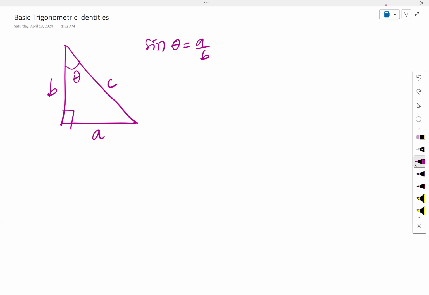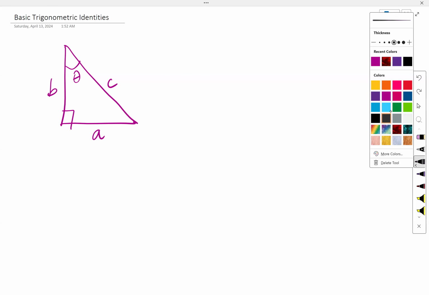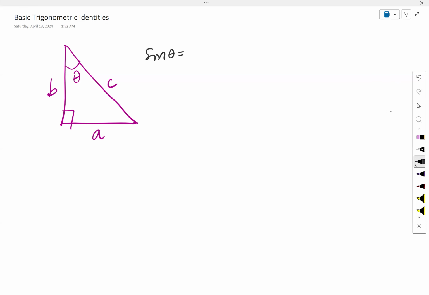Sine theta is opposite A over hypotenuse C. Then you know that cos theta is adjacent B over hypotenuse C. Tan theta is opposite A over adjacent B. And of course, they have reciprocals.